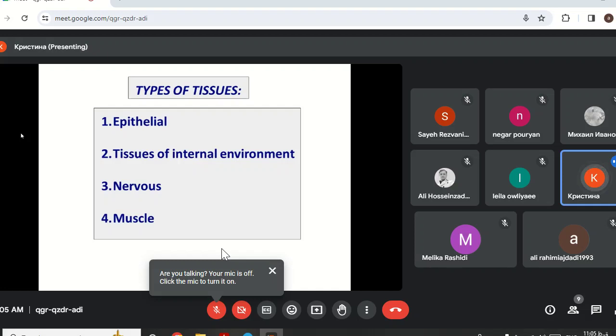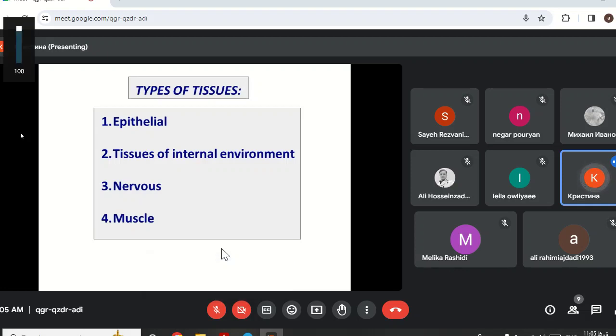We have four types of tissues. First, epithelial tissue. Second, tissues of internal environment, which we will discuss next. Nervous tissue and muscle tissue. Four types of tissues. And epithelial tissues we did study in previous blocks of topics, and the colloquium 1 is about epithelial types of tissues, and now we start the second type, tissues of internal environment.